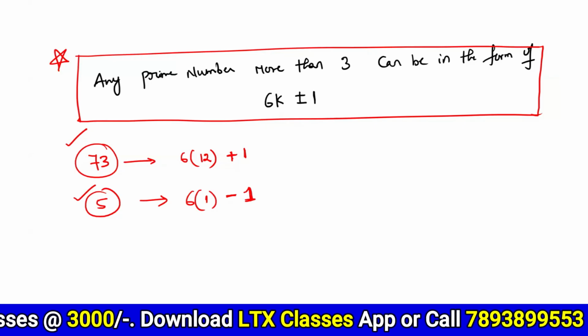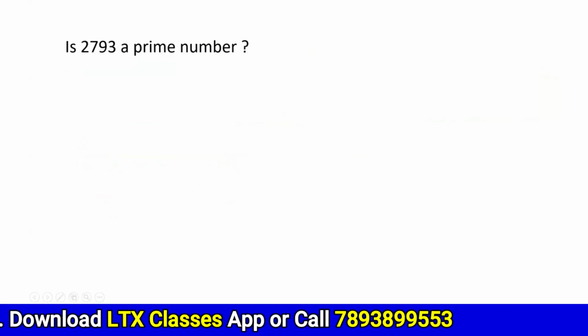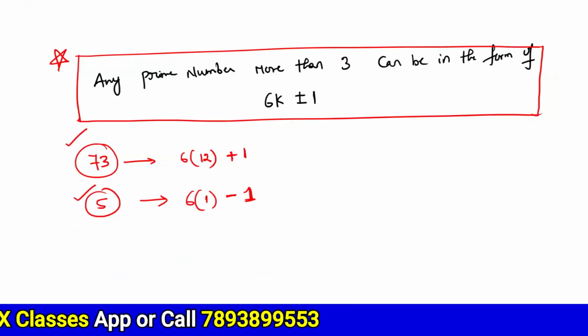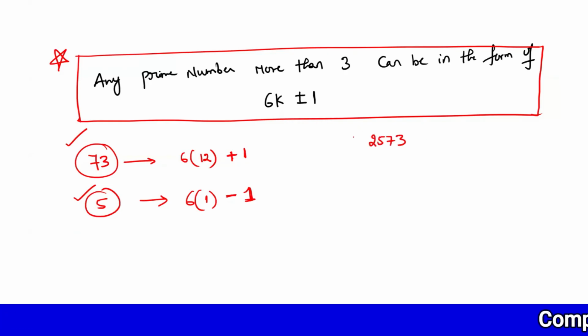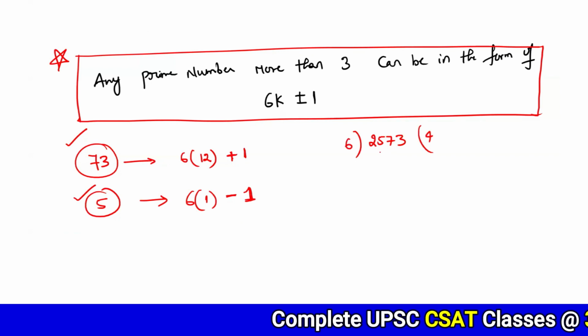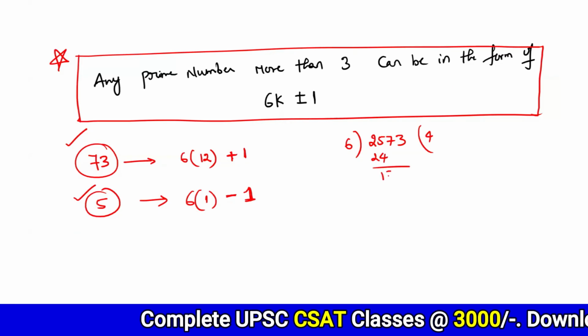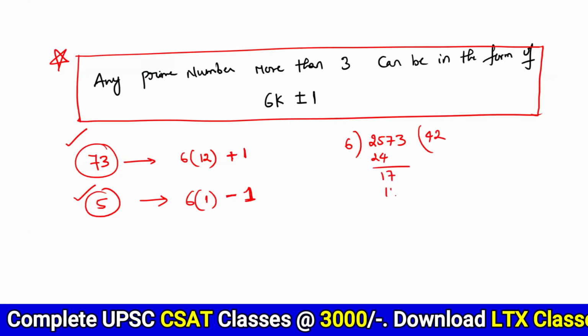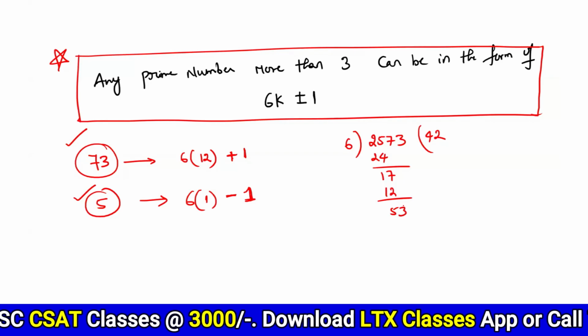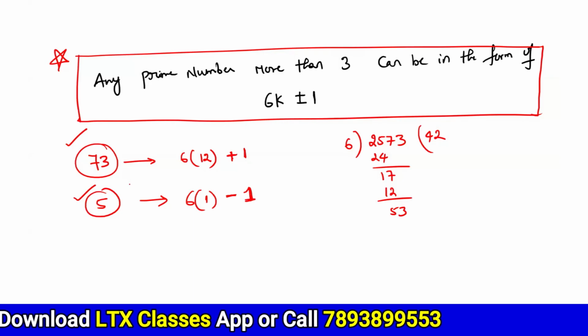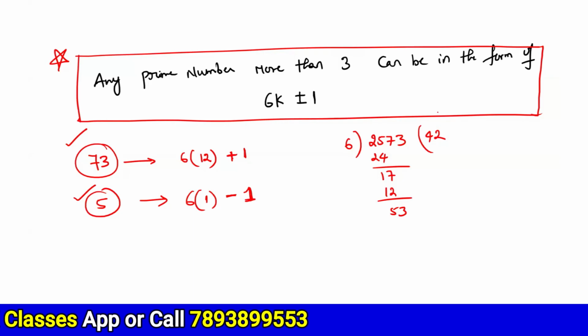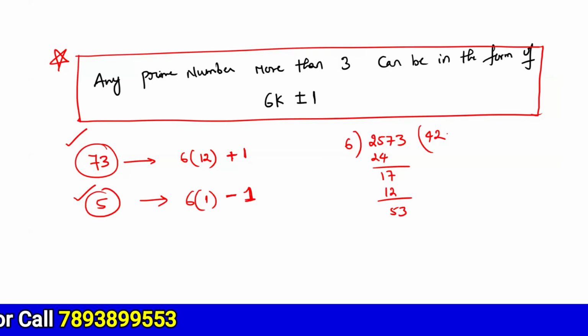Now the question I asked is, is 2573 a prime number? So how do we verify this? We will divide this number by 6. 6 4s are 24, remainder 1 and 7. 6 2s are 12, 5 and 3. Okay, 5 and 3. Next, how many times do I have to write 6? 6 7s, or else what about 6 8s?